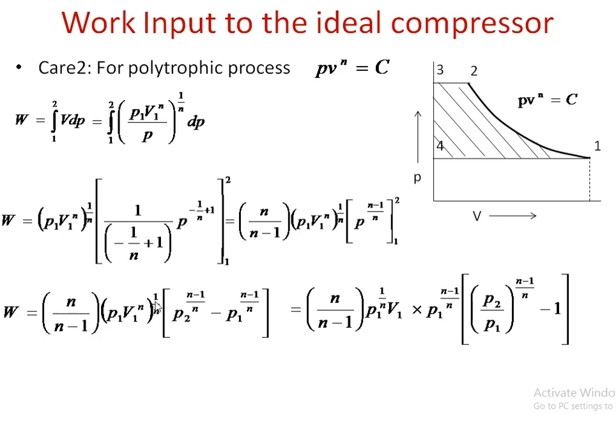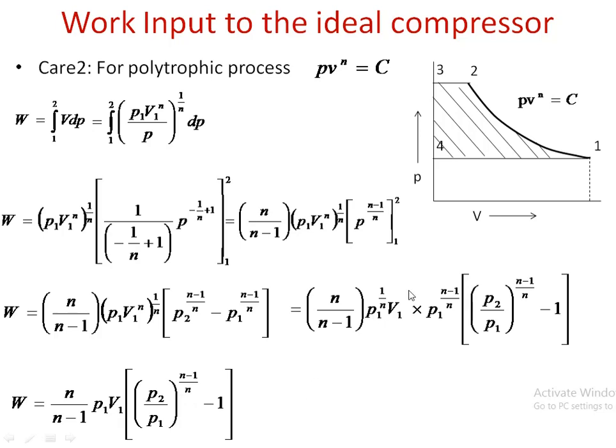If I simplify, this will become 1 by n into V to the power n to the power 1 by n. So n gets cancelled, it will become V1. This P1 will become P to the power 1 by n. Now if I simplify this and this, powers I will add when they are multiplied. This is P1, this is P1. So both I will multiply and simplify. When I simplify, what I will get is n by n minus 1 into P1 V1 into P2 by P1 to the power n minus 1 by n, minus 1. This is what we get.